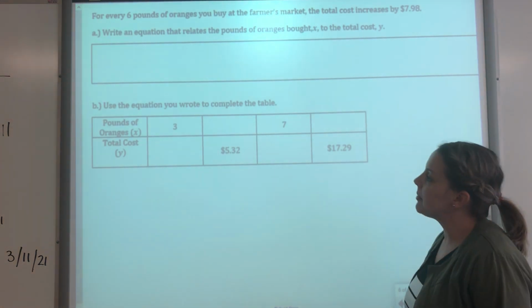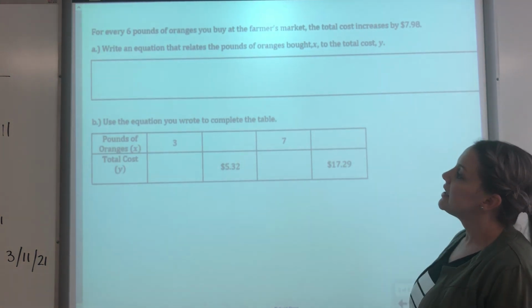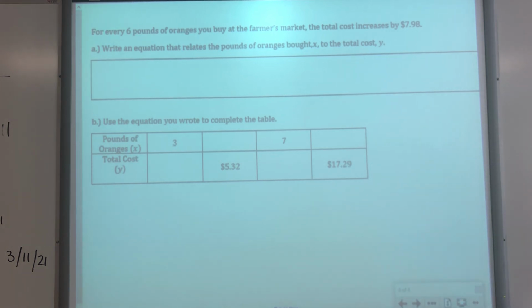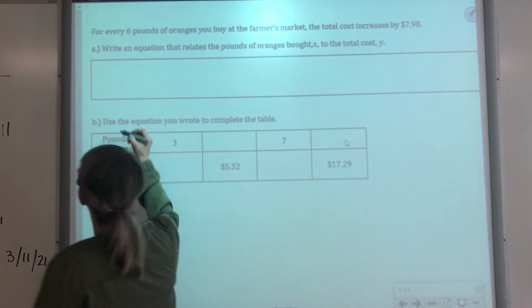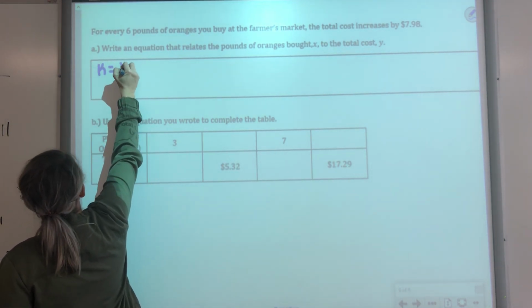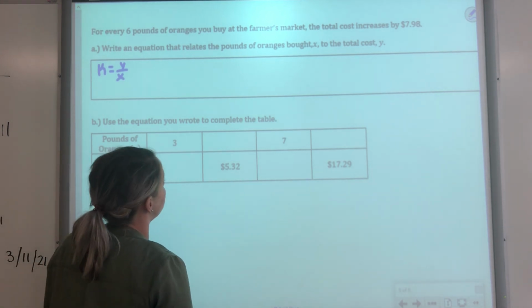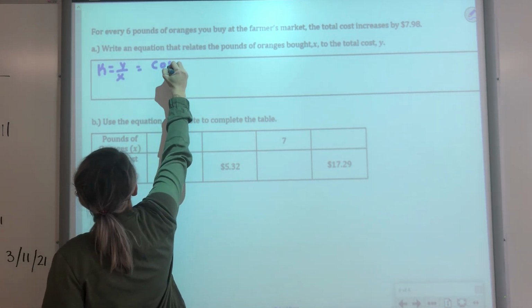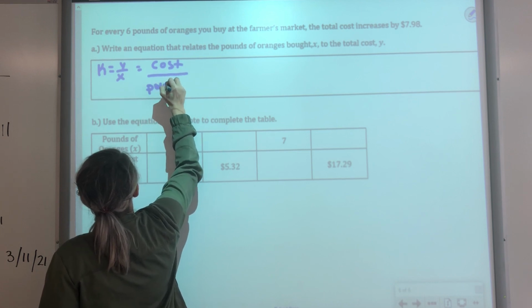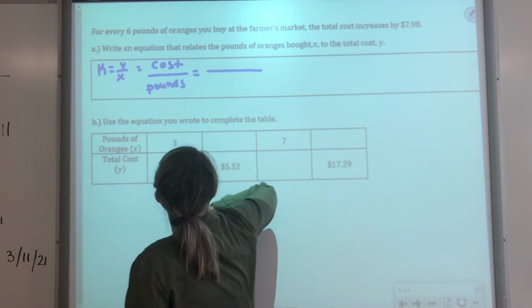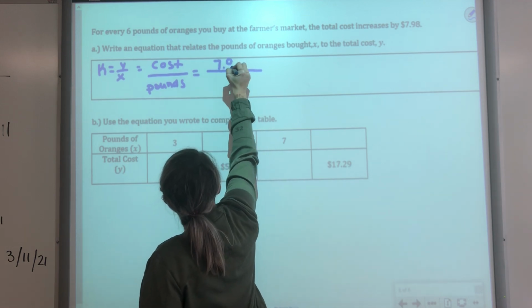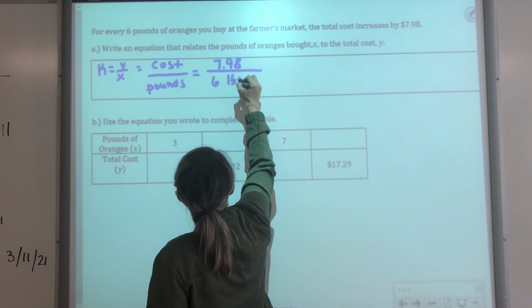Okay, and then the last problem on our sheet says for every 6 pounds of oranges you buy at the farmer's market, the total cost increases by $7.98. Write an equation that relates the pounds of oranges bought, x, to the total cost, y. So again, just like we did in the last problem, we need to find our constant of proportionality. Okay, so our constant of proportionality is going to be our cost over pounds. So we know that it's $7.98 for 6 pounds.